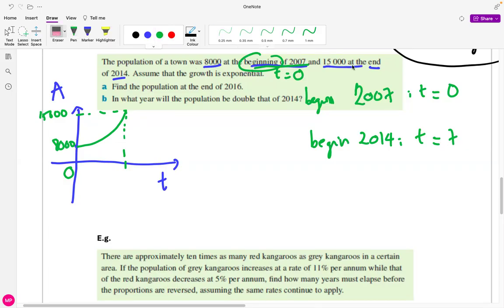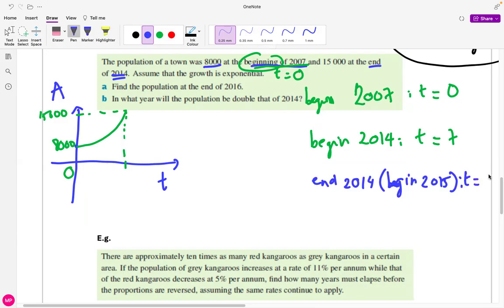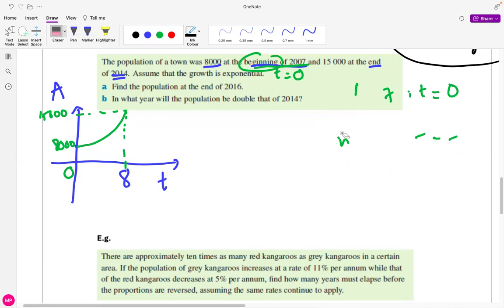But the question is telling you that it was the end of 2014. So this means you do have another year, right? The end of 2014 is basically the beginning of 2015. So you would need to have increased that one more year. So t equals 8. So here you have 8. It takes 8 years to reach 15,000. All right, now we can find the model, and then we can answer the questions.